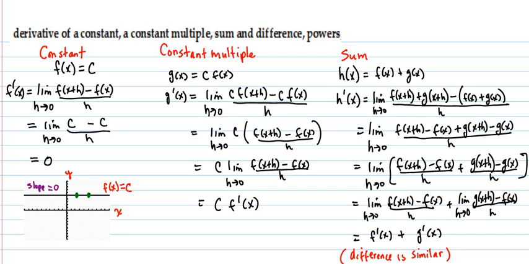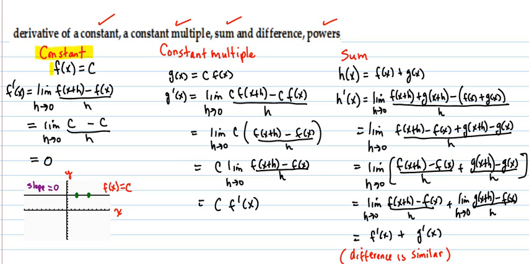Now we get to learn some shortcut differentiation rules. So we're going to do the derivative of a constant multiple of a function, the sum of two functions, and the difference, and power function. Let's start off with the constant function.